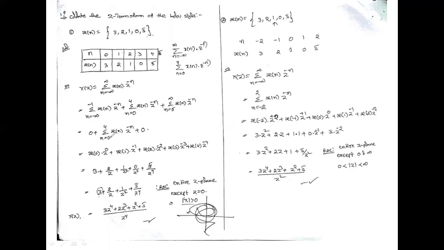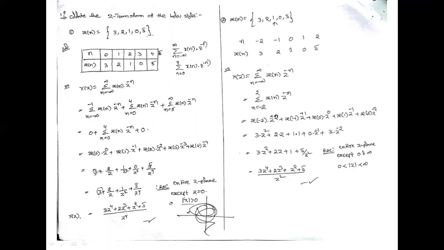So in between, when n is equal to 0 to 4, we have x of n z power minus n. Expand this: when n is equal to 0, it becomes x of 0 into z power 0, x of 1 z power minus 1, x of 2 z power minus 2, x of 3 z power minus 3, and x of 4 z power minus 4. We already know the given sequence x of 0, 1, 2, 3, and 4 values are 3, 2, 1, 0, 5. Substitute here.